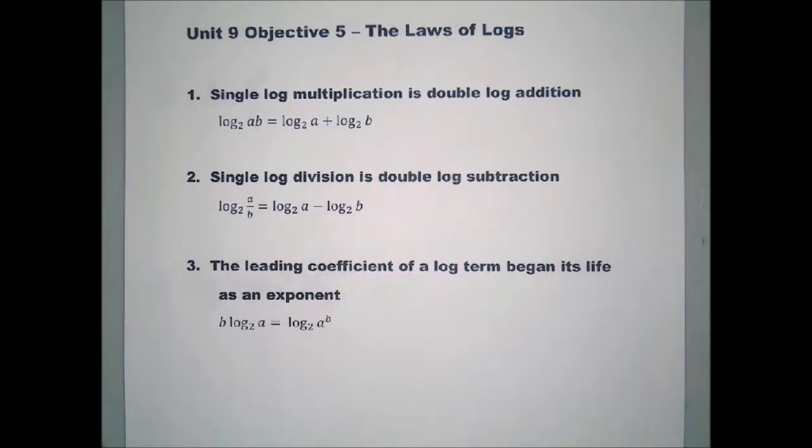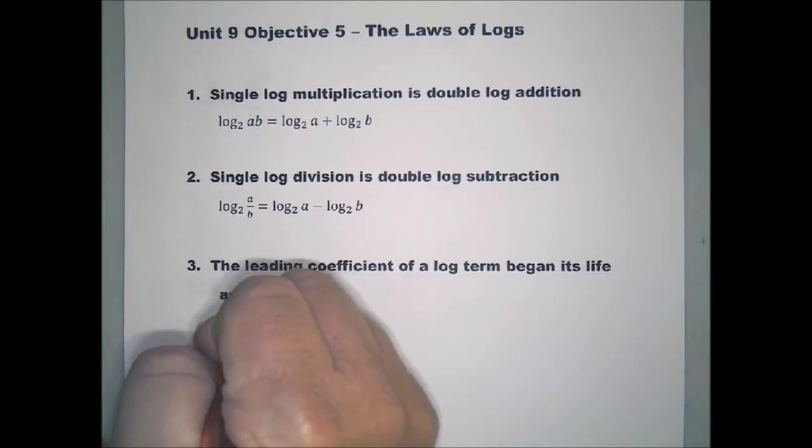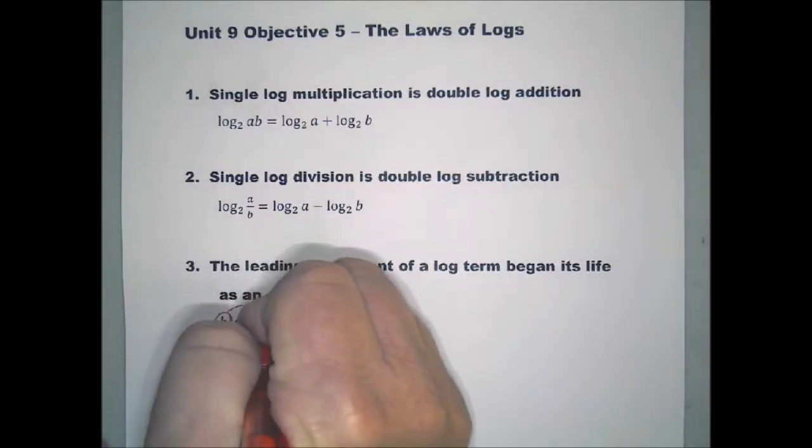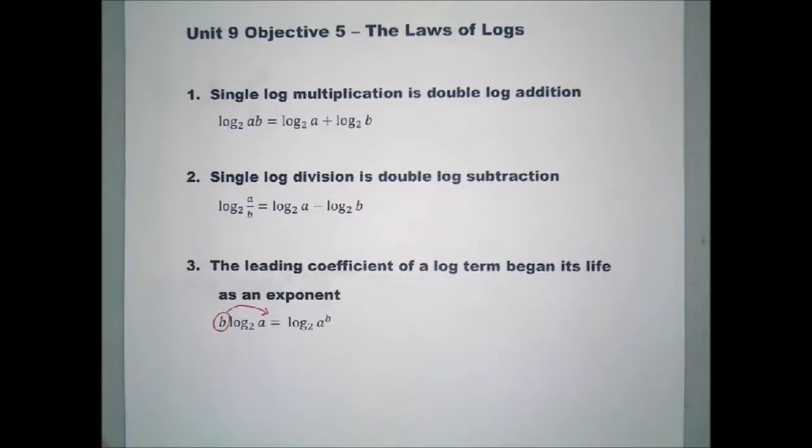And then number 3, I really don't have a short little summary for it, but this is the way I wrap it up. The leading coefficient of a log term began its life as an exponent. So if you have a log term that has a leading coefficient in front of it, B times log base 2 of A, then what you will probably wind up having to do is put that leading coefficient back in its exponential position where it began.